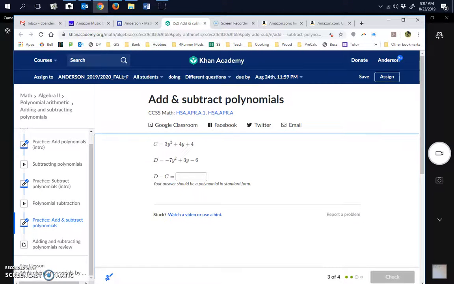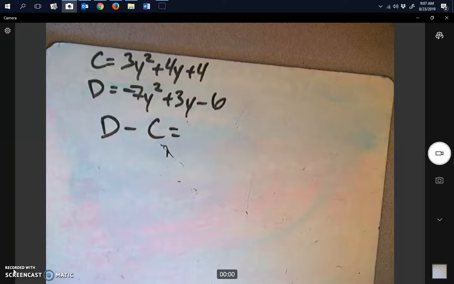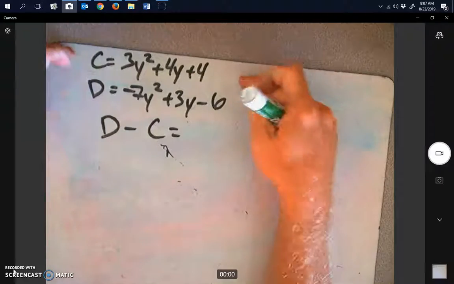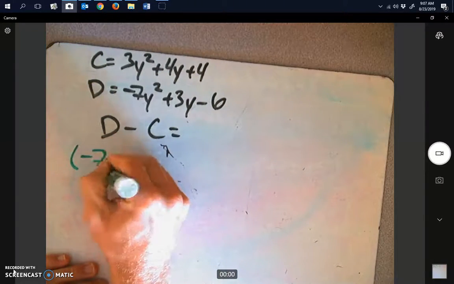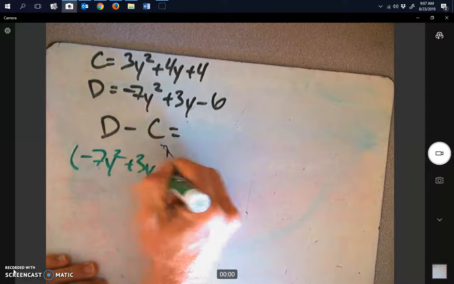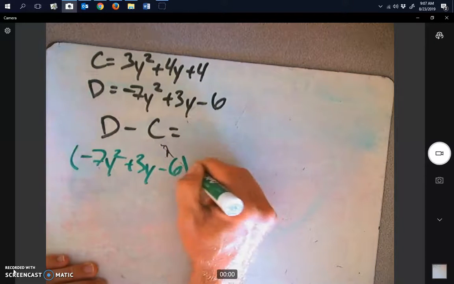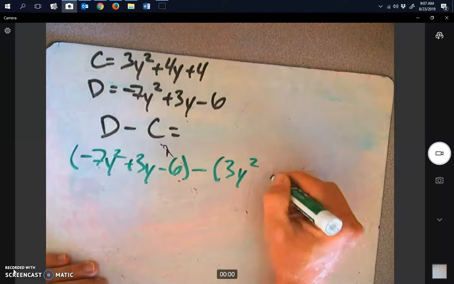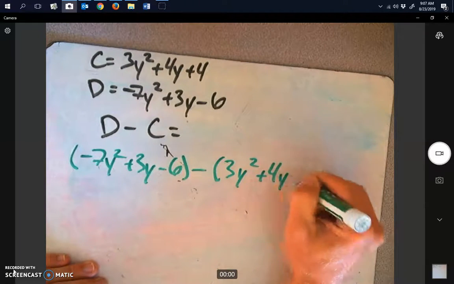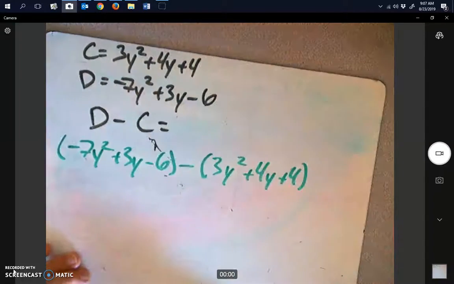Question 3. Question 3 is very similar to question 1, but we do have D minus C, so I have it written this way. So it's this one first, and then that one. Make sure you get that right when you write down your problem. So negative 7y squared plus 3y minus 6. Subtract our C, 3y squared plus 4y plus 4.